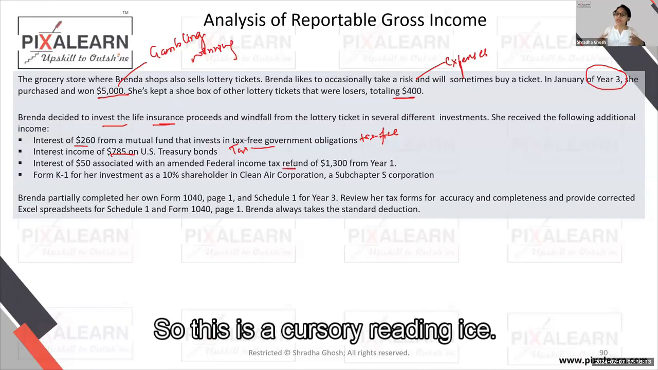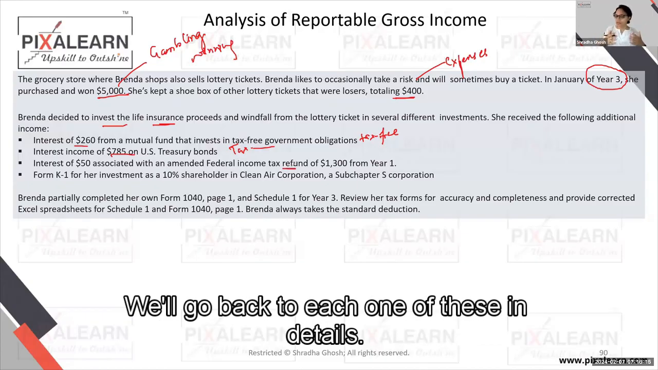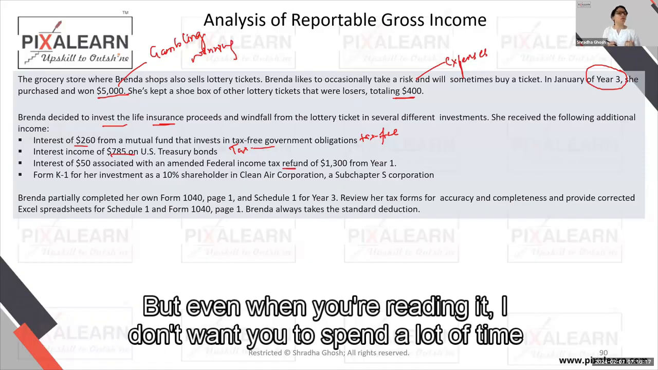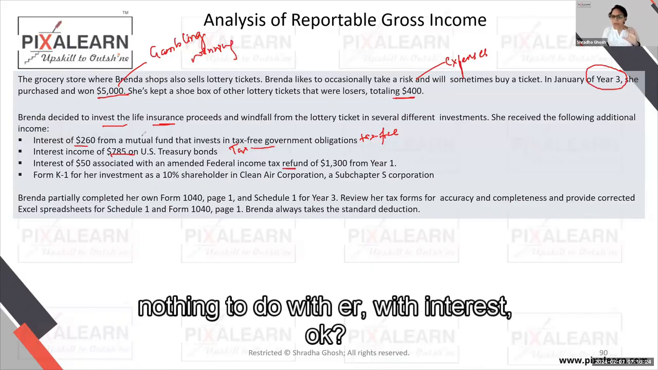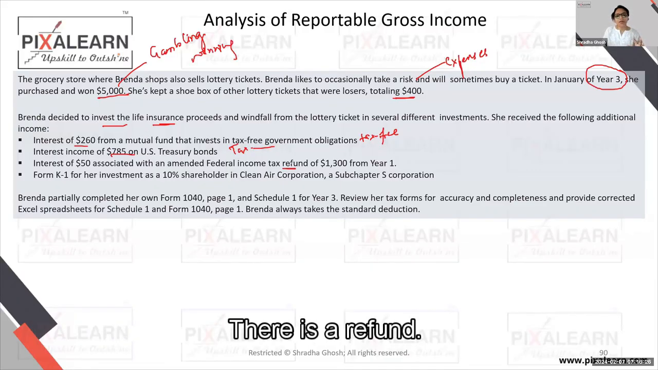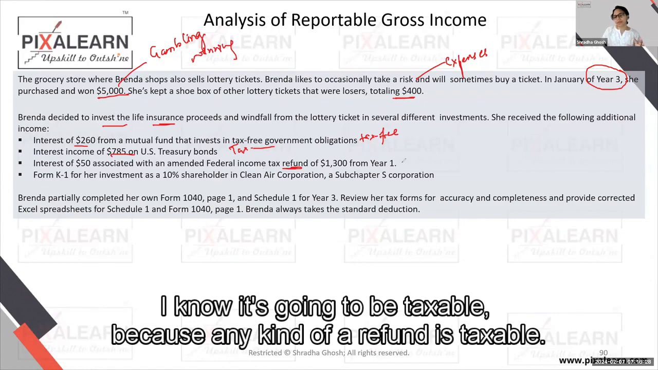So this is a cursory reading, guys. We'll go back to each one of these in detail. But even when you're reading it, I don't want you to spend a lot of time reading all the data in one go. Okay? So this has something to do with interest. There is a refund interest. I know it's going to be taxable because any kind of a refund is taxable.